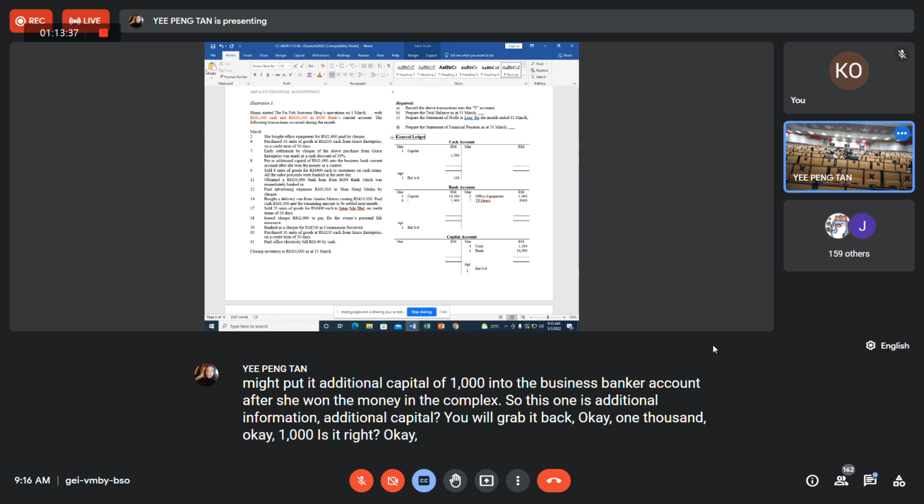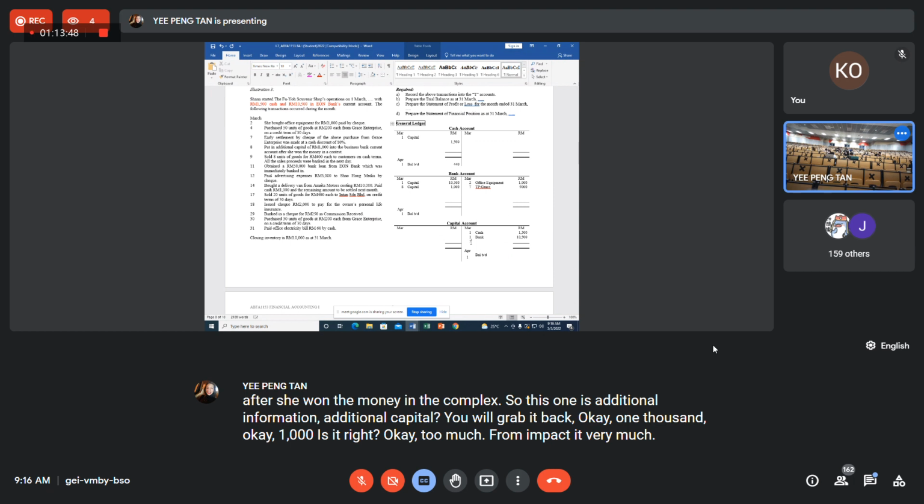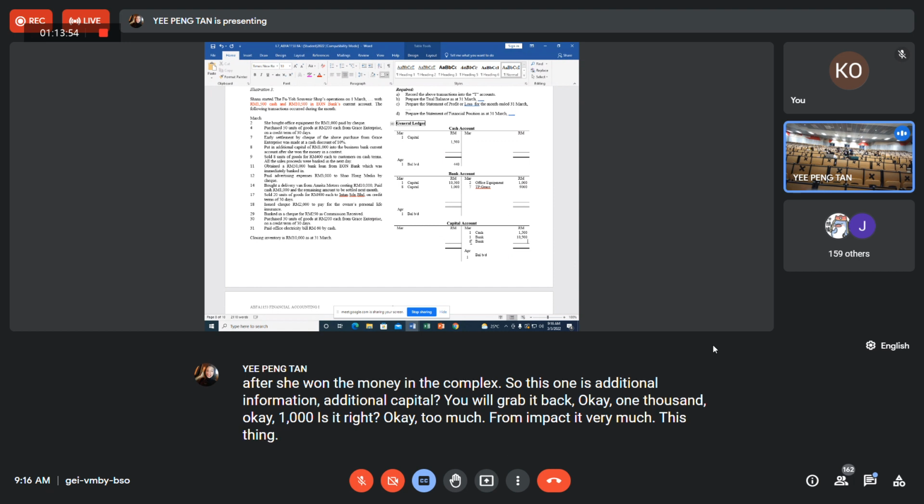Not too much. Capital. And in capital, you have to put in not too much. One is bank, and this is 1,000. All right. Okay, so this is only one entry.